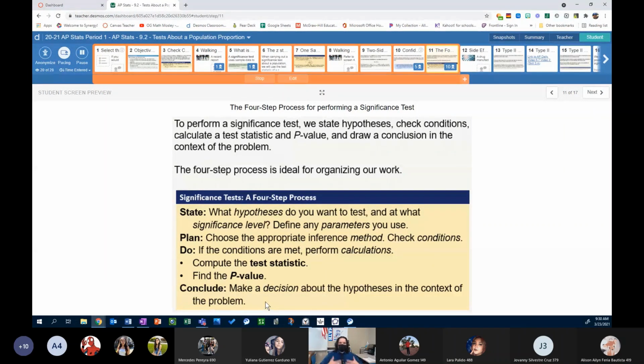In the conclusion, you should say whether or not you reject or fail to reject the null hypothesis, and whether you have or do not have evidence to support the alternative. That's kind of the main stuff you need to include in your conclusion.